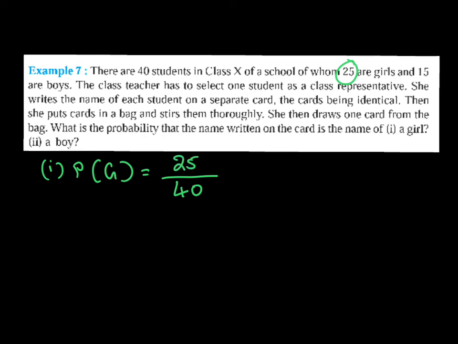25. And that is the probability of a card of a girl being picked up. Simplify, it's 5 over 8. Always give your probability fractions in the most simplified terms.